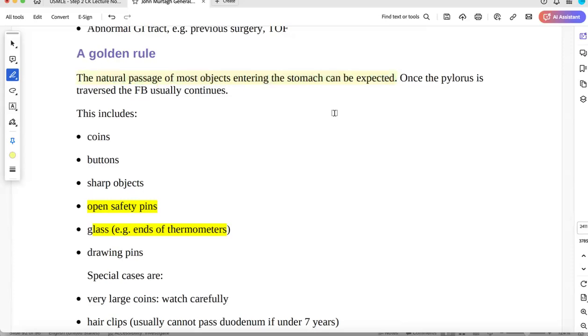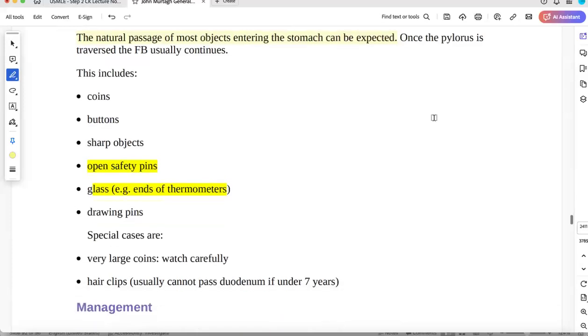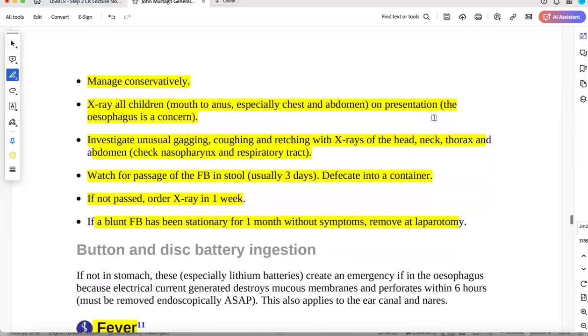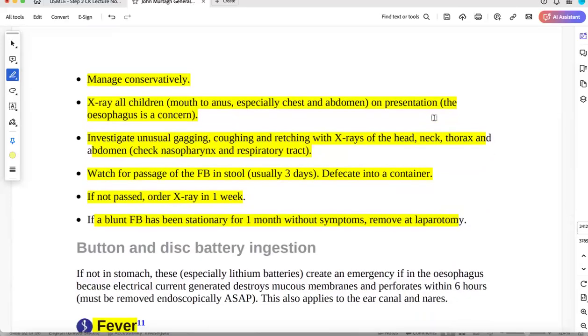Not just the stomach, if it passes the pylorus of the stomach, the pylorus is the narrowest point of the stomach. So once it passes the pylorus, most likely it will be able to pass through the bowel and then come out with the stool. Okay. So what will be the management for a solid foreign object? By swallowing, it means that it entered into the esophagus, then it went into the stomach and then the other part of the gut.